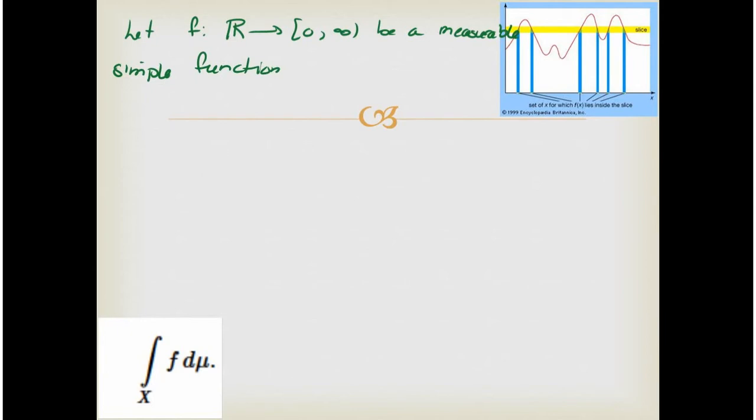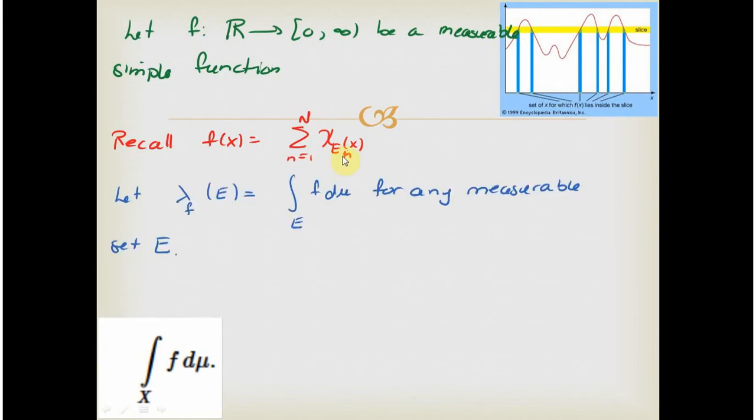Okay, back to measurable functions. Let's suppose that f is a measurable simple function, which I shouldn't have put the word measurable there, because if it's a simple function, it's measurable. Just to recall what a simple function is: I forgot my coefficients here, but it's a linear combination of characteristic functions. So all of these sets En are measurable sets.